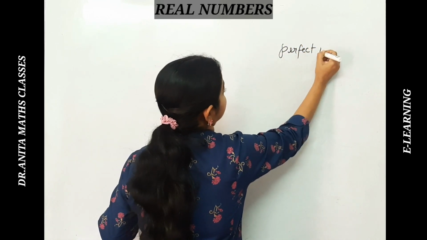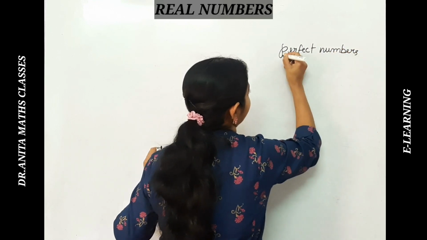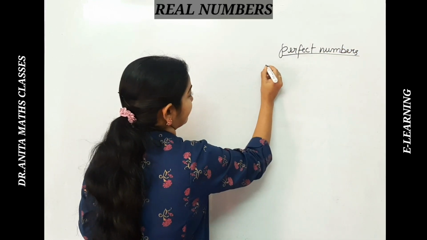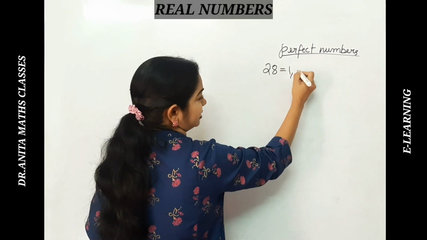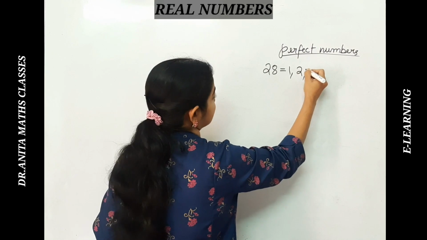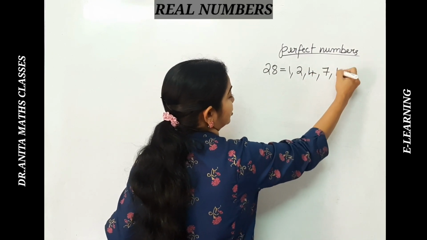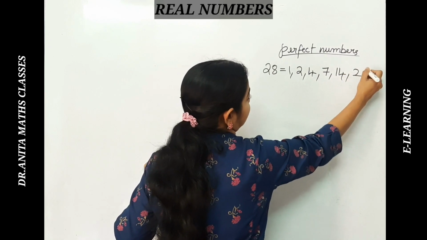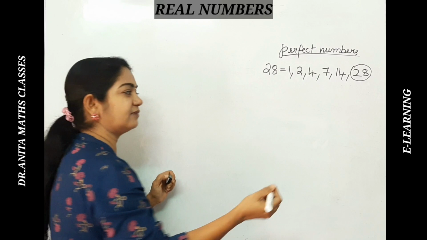Perfect numbers are the numbers whose divisors sum up to the number itself. For example, if you take 28, the divisors are 1, 2, it doesn't go with 3, 4, 7, 14, and again 28. Leaving the number itself, we should not add it.